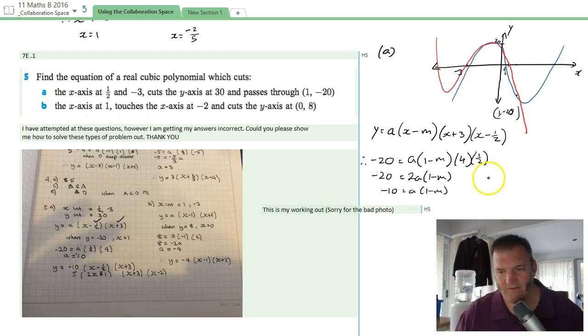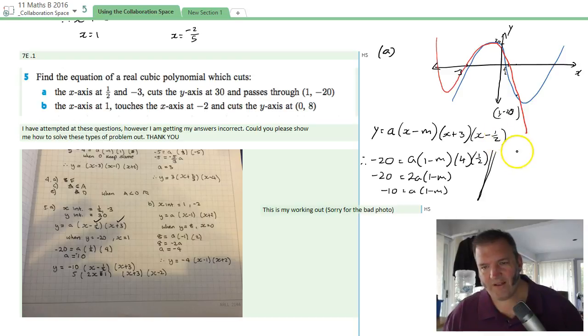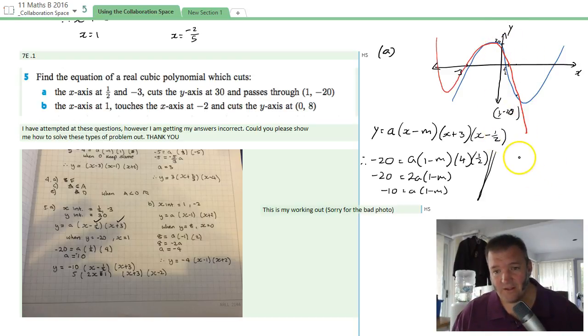And I'm just going to leave that there for the moment because I had another point that I could use as well, didn't I? Running out of room here a little bit, but I know when x equals 0, the whole thing equaled 30. So let's use that. So when y equals 30, I'm going to have a, 0 minus m will be -m, multiplied by 3, multiplied by -1/2. So I think that's going to give me 20 equals a times m.